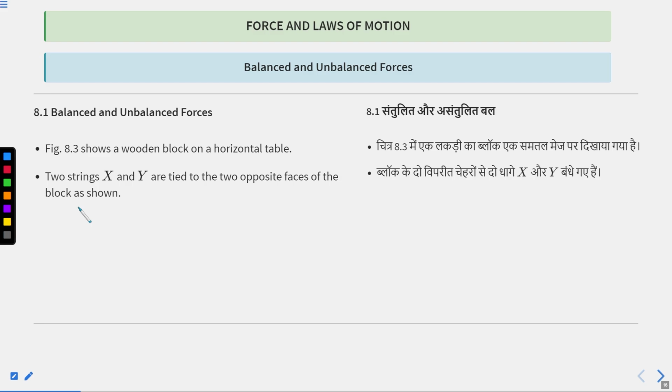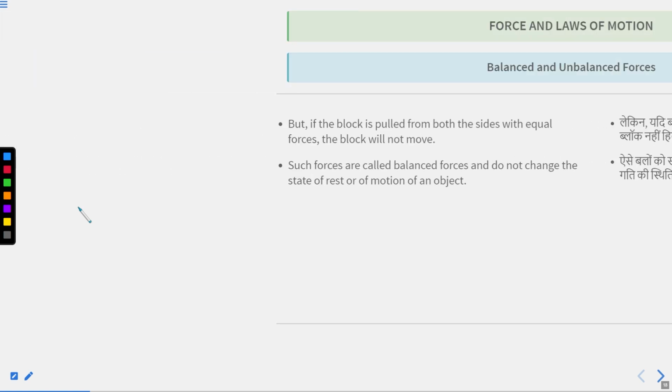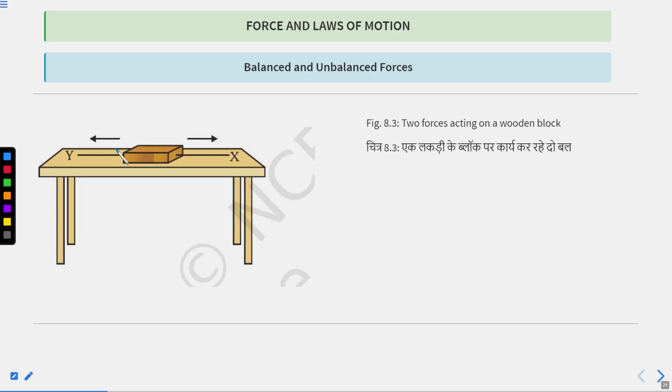Now let's talk about balanced and unbalanced force. I'm going to show you one diagram. This is a table, a block is placed here. Let's suppose two students, attached by strings, are trying to pull it. Let X be a strong person and Y a weaker person, so X will pull this block with much higher force, so this block will start moving in this direction.